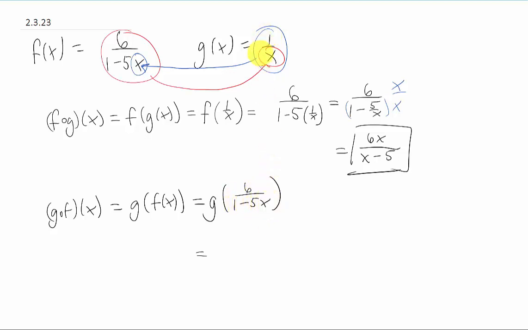When you do that, you just start copying down the g of x function. That's 1 over, and you just replace x with this whole business. Anytime you have 1 over a fraction, you can just flip that fraction over. And that's the answer that MyMathLab is going to accept.